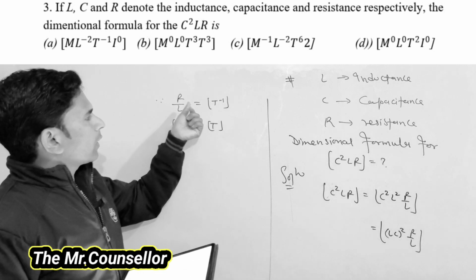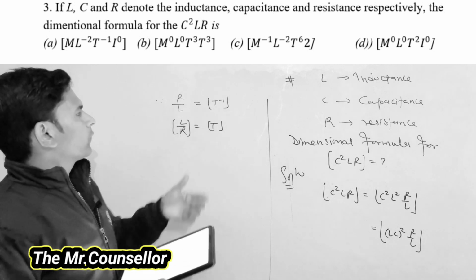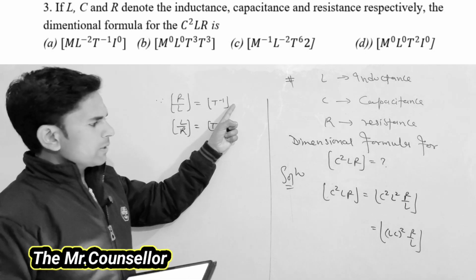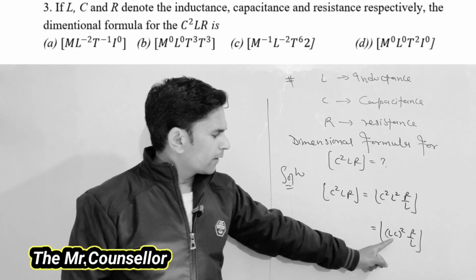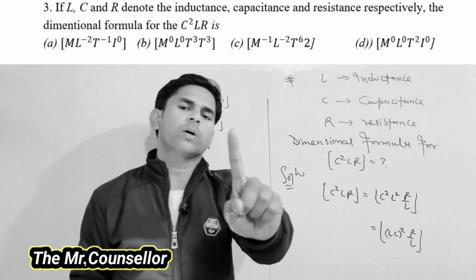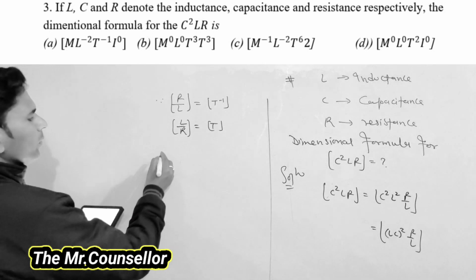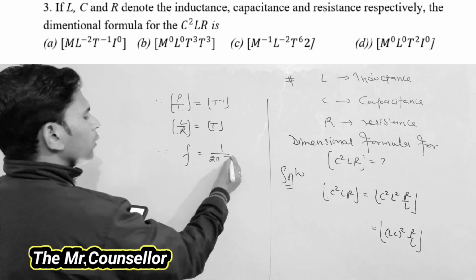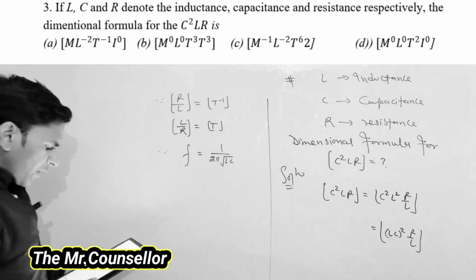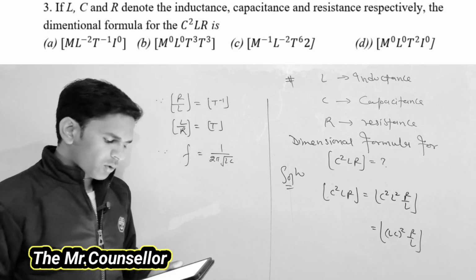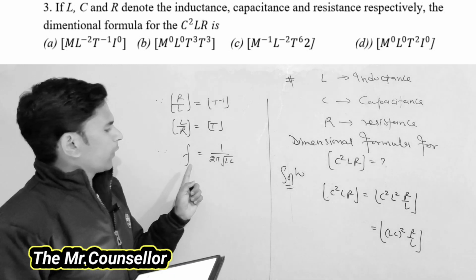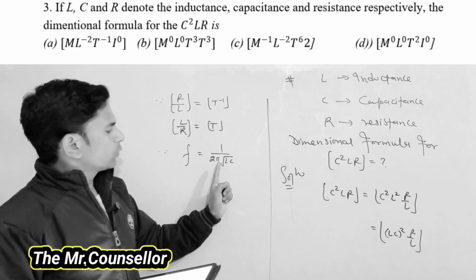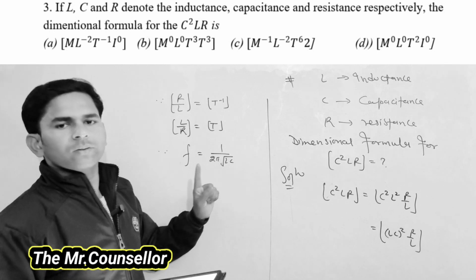Then if you got the dimensional formula of R upon L as T inverse, how can we find the dimensional formula of LC? You know one thing: frequency f is 1 upon 2 pi root LC. Yes or no? This is the frequency formula, 1 upon 2 pi root LC. Now 2 pi is a constant, so no need to write.